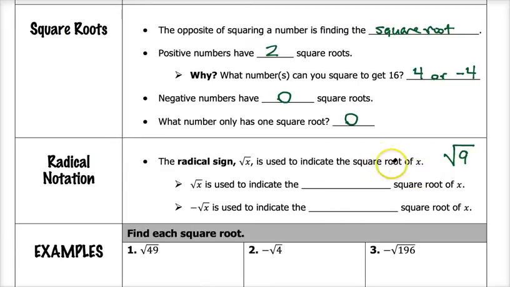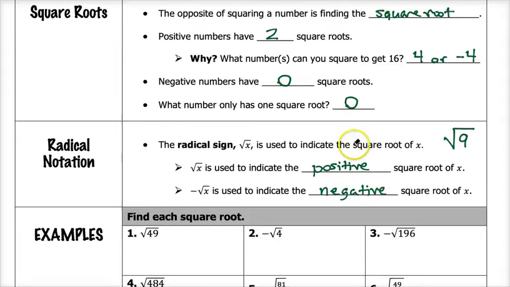Okay, it means the square root of x, but we could also call this radical x. So if you see this symbol right here, just radical x, it's used to indicate the positive square root of x. If I put a negative sign in front of the symbol, it is used to indicate the negative square root of x.